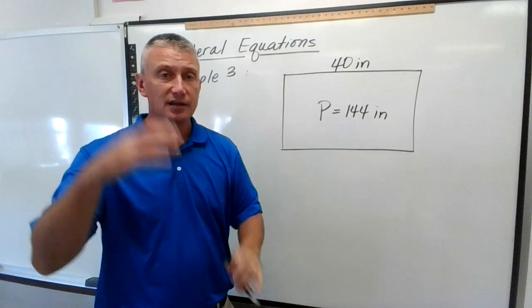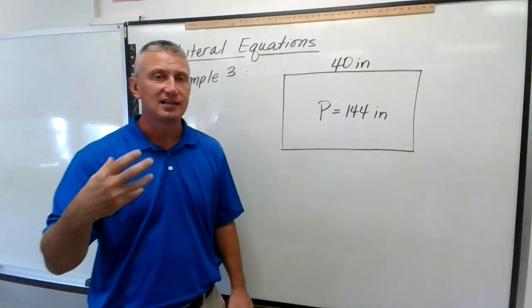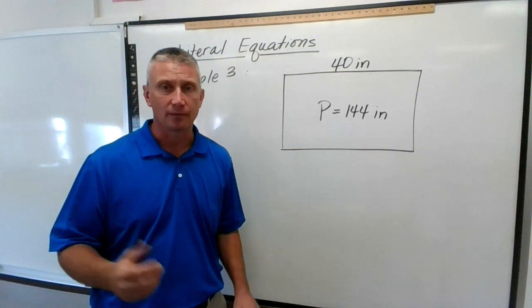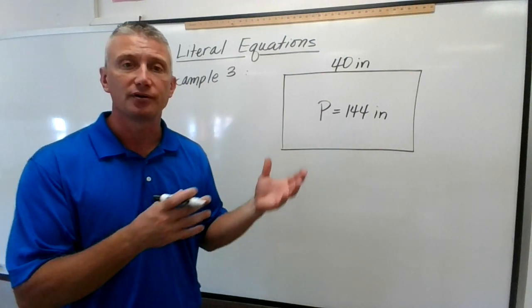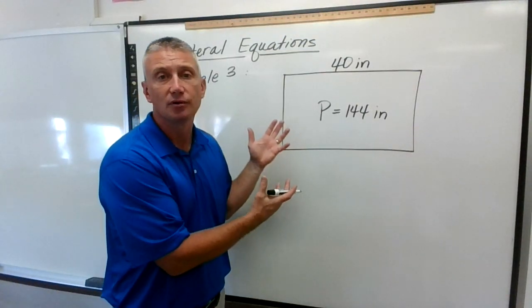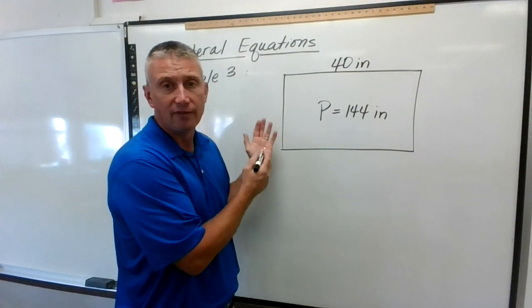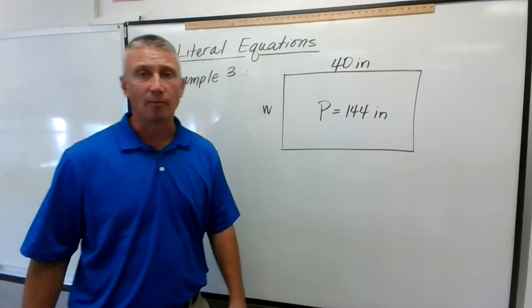Now, the things that you need to know mathematically are, if we are working with perimeter, what does that tell us? Perimeter means that we have to add all the sides together. So I always suggest for you to draw yourself a picture, much like I just drew. So we are going to look for the width of this. We don't know the width. So if we don't know the width, we'll call the width W.